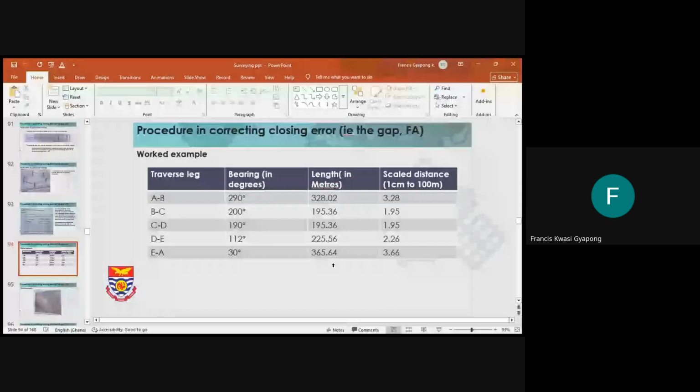So here we are. This is what we are presenting. I hope you are done with your plotting. Do I have that indication that you are done with your plot?